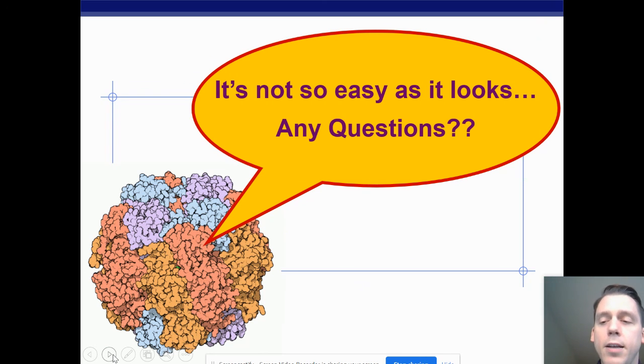Right, so that is it for some variations on photosynthesis. That's pretty much it for photosynthesis, so let me know if you have any questions.